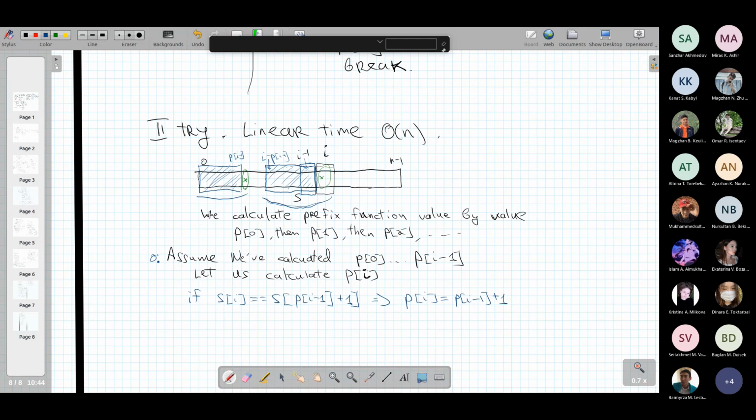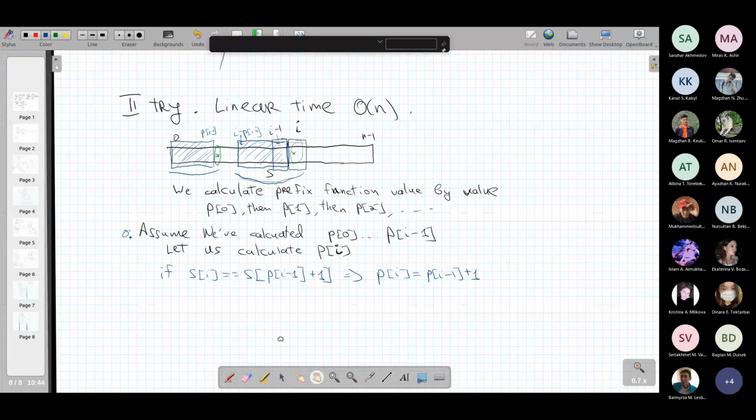But why is it the largest prefix? It is the largest prefix because it was the largest prefix for the previous symbol. This string is the largest prefix that is a suffix at the position i minus 1. If that's so, then if we add the symbol, that would again be the largest prefix for this position now.